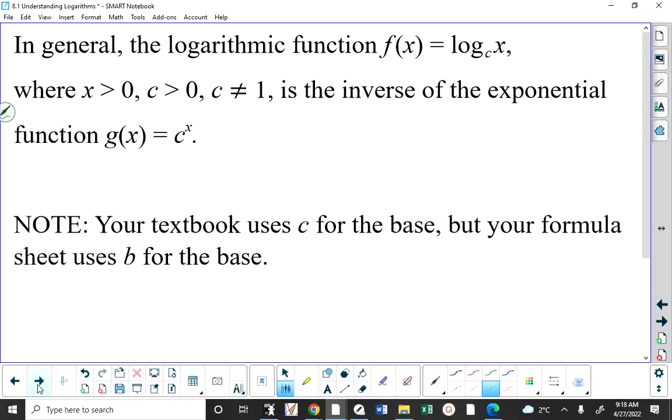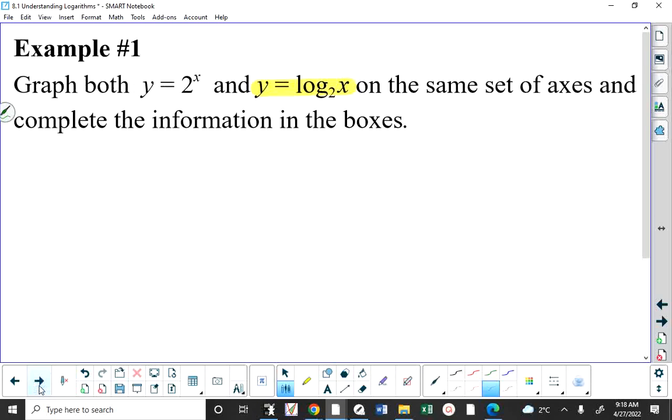Your textbook uses c for the base, but your formula sheet will use b everywhere. Let's take a look at the first example. It says graph both y equals 2 to the x, and on your printout for some reason I'm missing the second function, y equals log base 2 of x, on the same set of axes, and complete the information in the boxes.